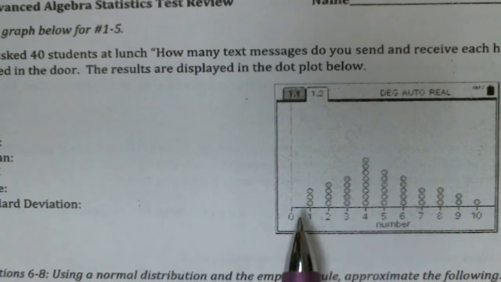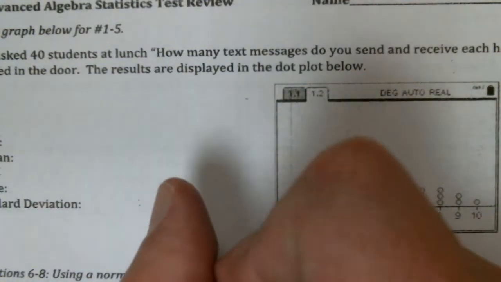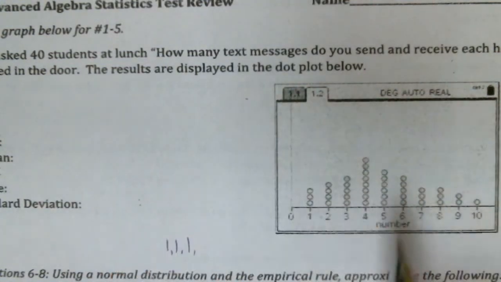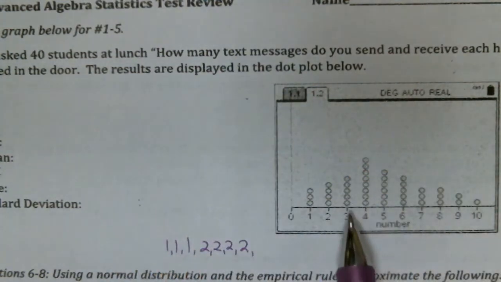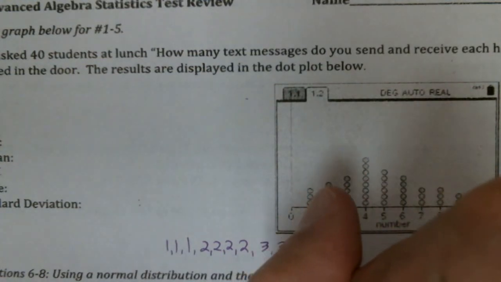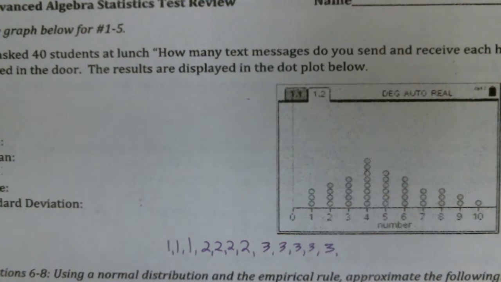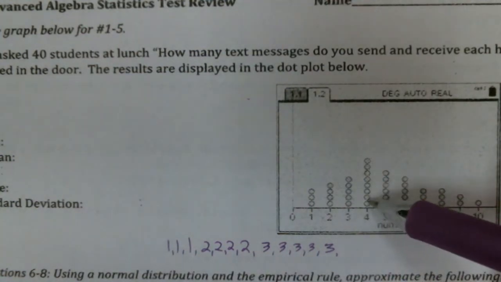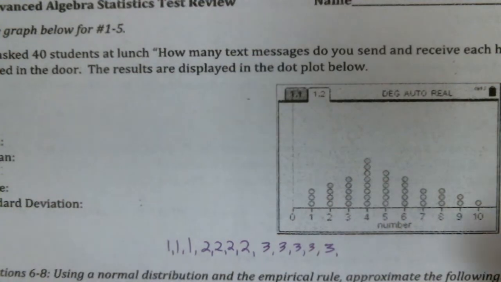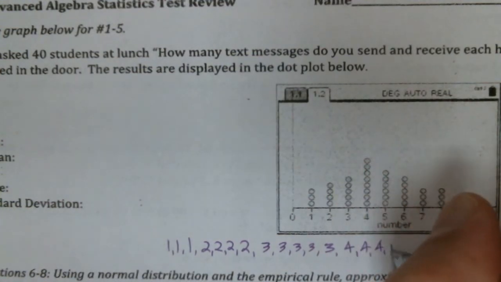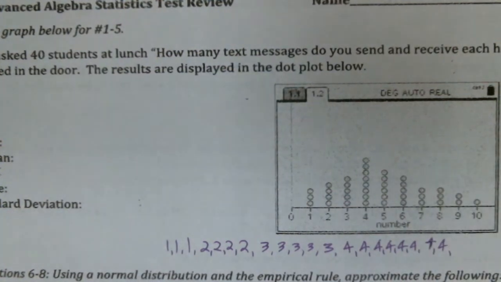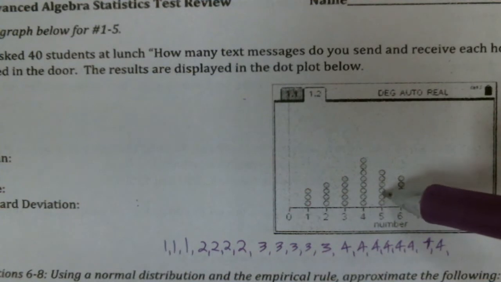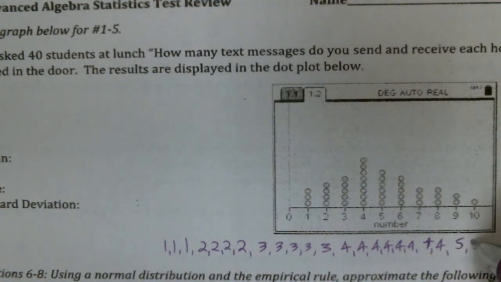Okay, I know this will be a little bit tedious, but I have 3 ones. So I have 1, 1, 1. 2s, I have 4 of those. So 1, 2, 3, 4. 3s, I have 5 of those. 1, 2, 3, 4, 5. The 4s, I have 8 of those. And the 5s, I have 6 of those.